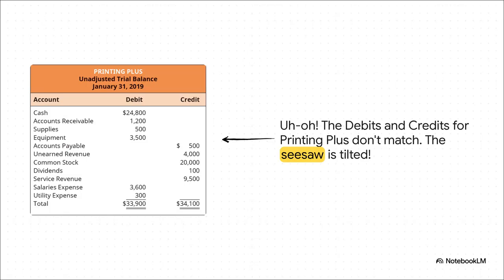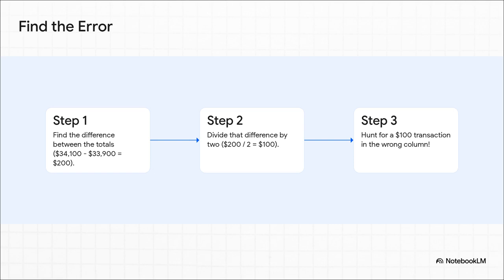And this is where it gets really interesting when they don't match. Take a look at our example company, Printing Plus. The debits and credits just aren't adding up. Our seesaw is totally tilted. Uh-oh, looks like we've got a mystery to solve. But hey, don't worry, there's a really cool trick for finding the culprit. First, you find the difference between the 2 totals. In this case, it's $200. Step 2, you just divide that number by 2. So 200 divided by 2 is 100. That is the number we're hunting for.